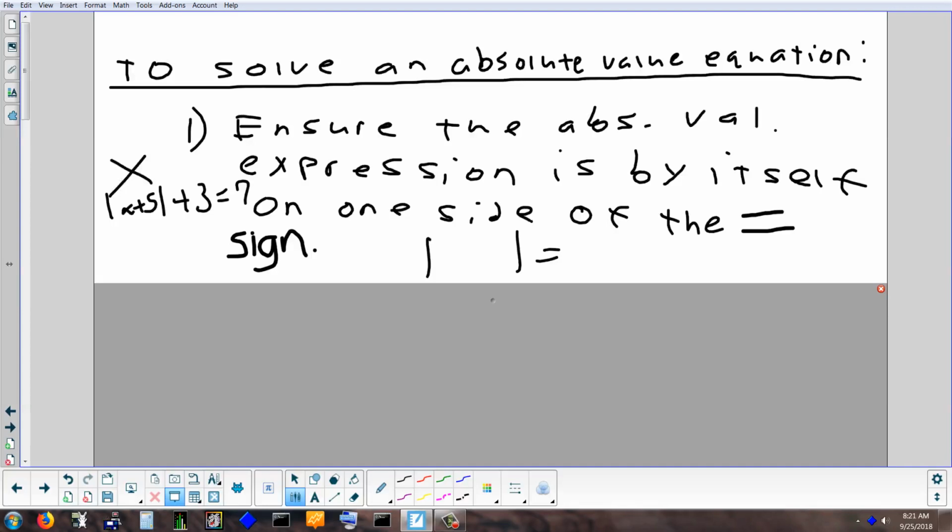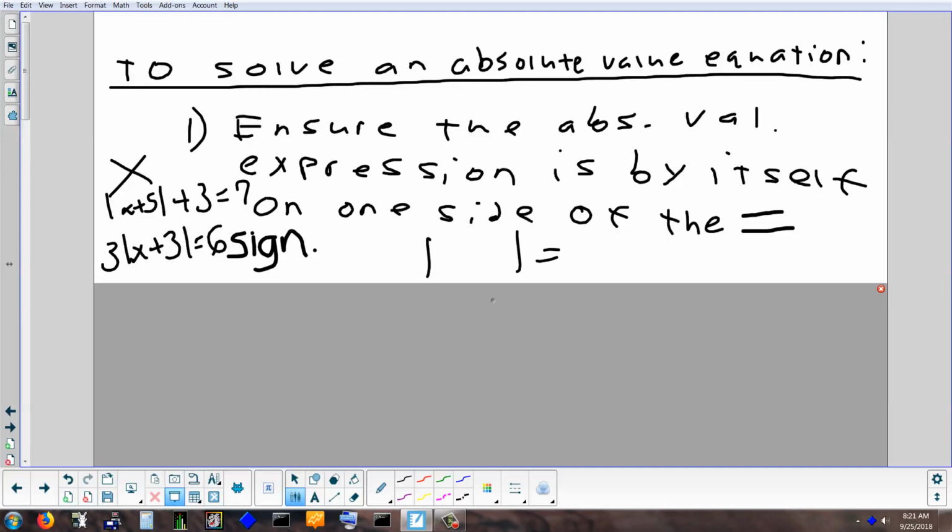And again, you'll see some of the different situations you could have for stuff outside of it when we go through these steps. But the big thing I want you to understand is the absolute value bars on either side of the equal sign have to be by themselves. It can't be plus or minus a number. It can't be like this, 3.